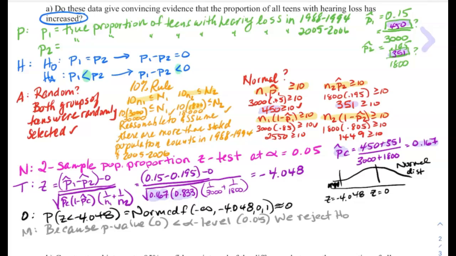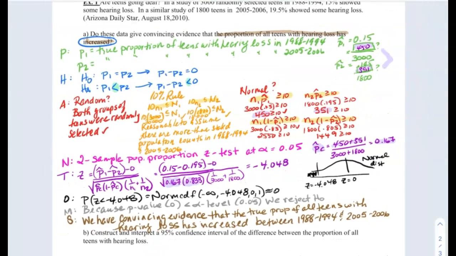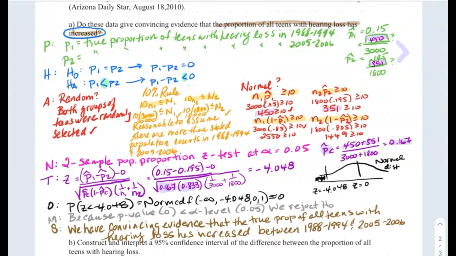Summary is going to work very similar as well. Summary statement, let me see if I can make this smaller so we can get the whole thing into one screen. So we do have convincing evidence that, and then notice I highlighted up at the top in brown, that the true proportion of all teens with hearing loss has increased between the 2-year ranges between the two groups. And that's it, pretty simple. Let's go and do a confidence interval next.